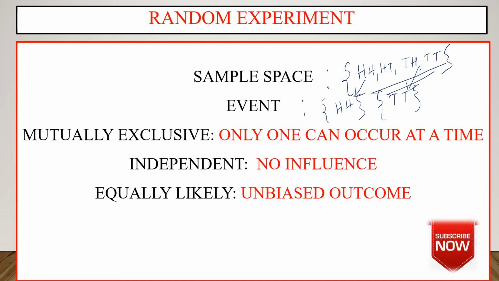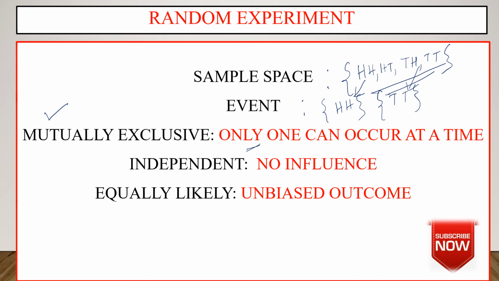Clear? Now, mutually exclusive. Mutually exclusive events are those events where if a particular event occurs, then the other cannot occur. That means only one can occur at a time. If we toss a coin, either head or tail will come. Both will not come together. Right? Independent. That means the outcome of an experiment does not influence the outcome of the other experiment. If a head comes in the first toss, it will not influence the outcome of the second toss.